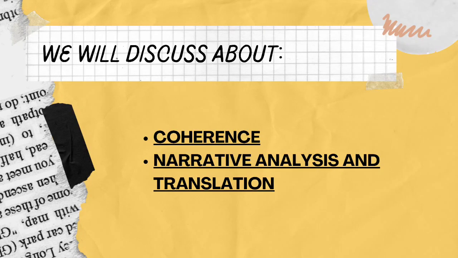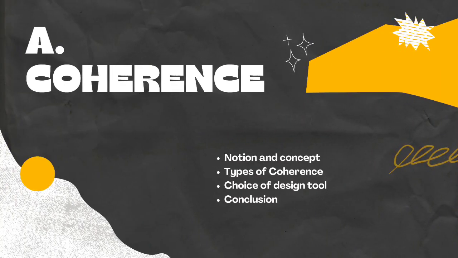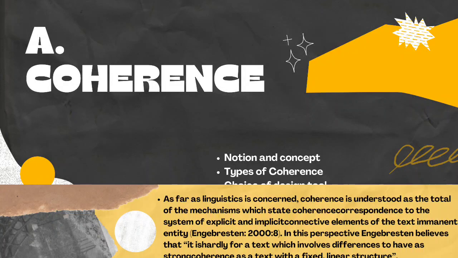Today we will discuss coherence and narrative analysis and translation. First, A. Coherence: notion and concept, types of coherence, choice of design tool, and conclusion. That is the four points that we're going to talk about in coherence.